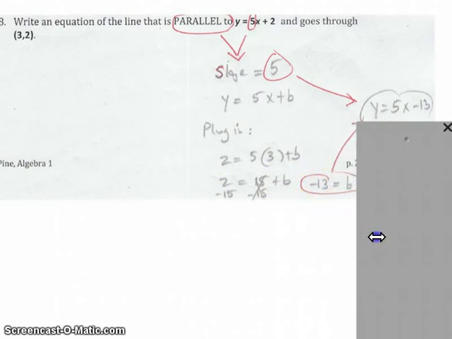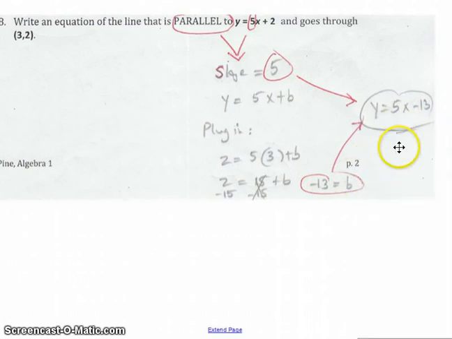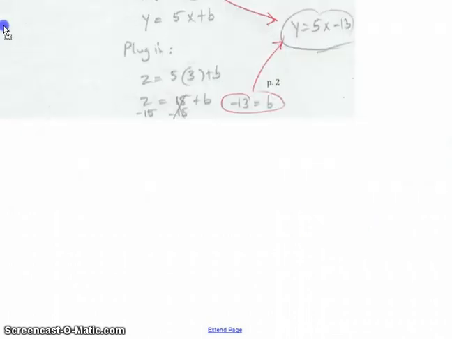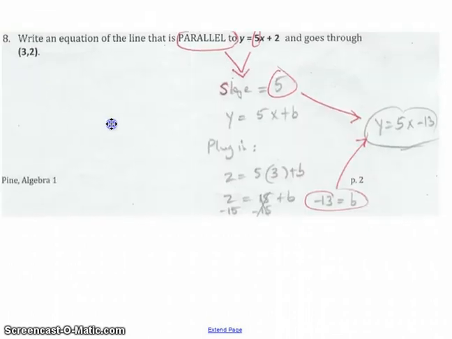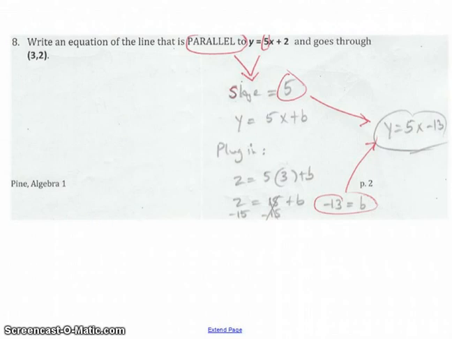And now I've got my two pieces, slope and b, slope and the y-intercept. And there's my equation. I just put those two pieces together. y equals 5x minus 13. Remember, b was -13. Oops. Sorry about that. Put that back where it belonged. And that's it. That's the end of that page. We'll move on to page 3 with the next video.